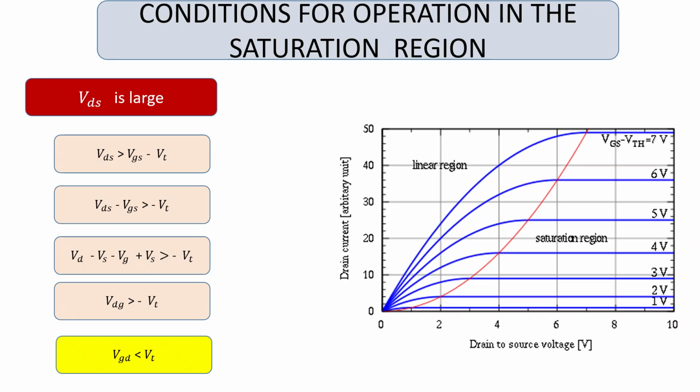As in the case of the linear region, we derive the voltages for operation in the saturation region. Unlike the linear region, for the operation to be in the saturation region, the main condition is VDS should be large. How large should it be? It should be greater than VGS minus VT. So VDS minus VGS should be greater than minus VT, which gives us VDG should be greater than minus VT, or VGD should be less than VT.